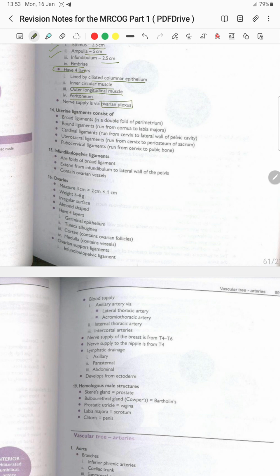The uterine ligaments consist of the broad ligament, which is a double fold of the peritoneum. The round ligament runs from the cornu to the labia majora, and the cardinal ligaments run from the cervix to the lateral wall of the pelvic cavity, and the uterosacral ligaments run from the cervix to the periosteum of the sacrum, and the pubocervical ligaments run from the cervix to the pubic bone.